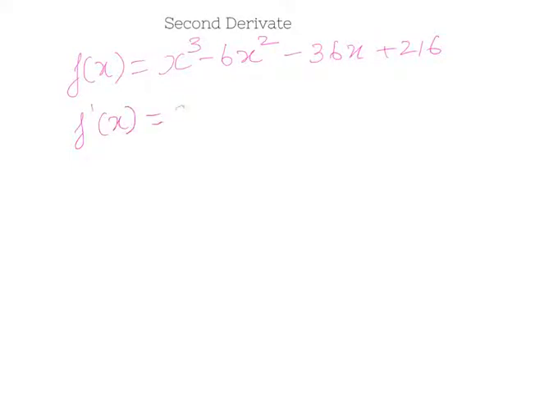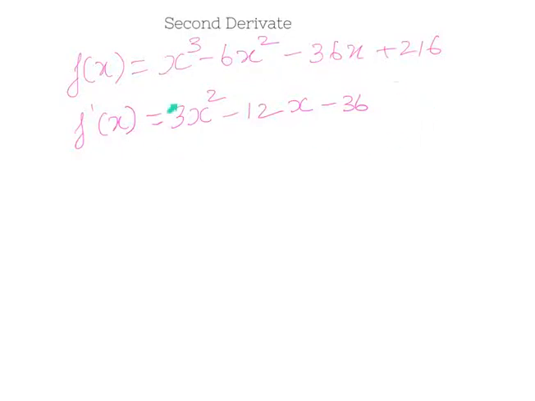Now this will give me 3x squared. I hope by now you are familiar with the rules of differentiation. So x cubed will give me 3x squared. Negative 6x squared will give me negative 12x. And this is negative 36. So this is my first derivative of the function. Now you can see, this is a cubic function, and this first derivative is a quadratic function.